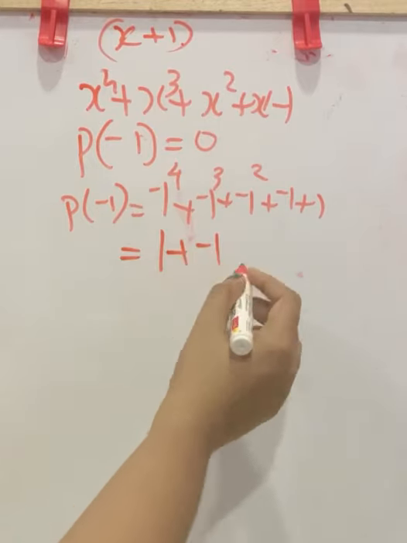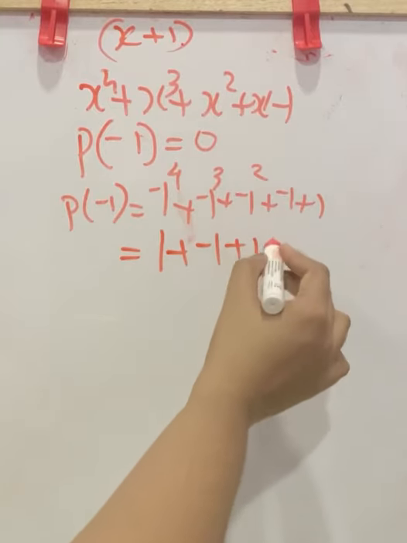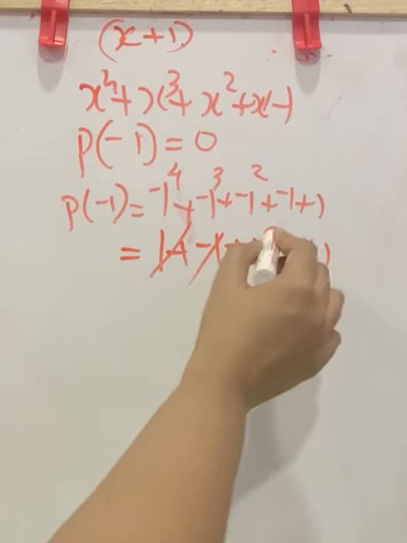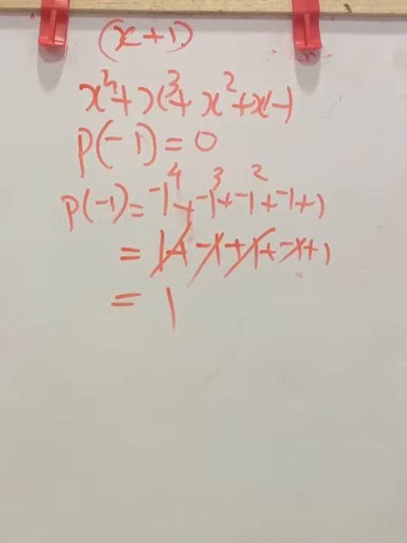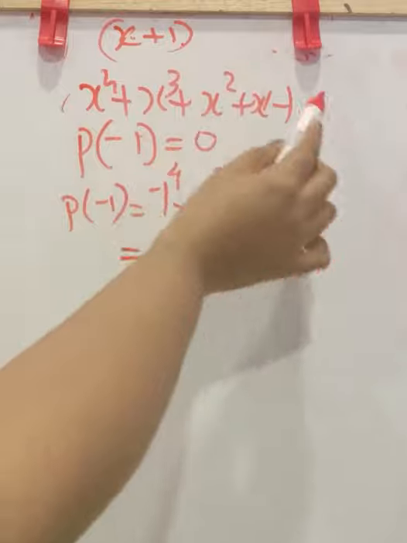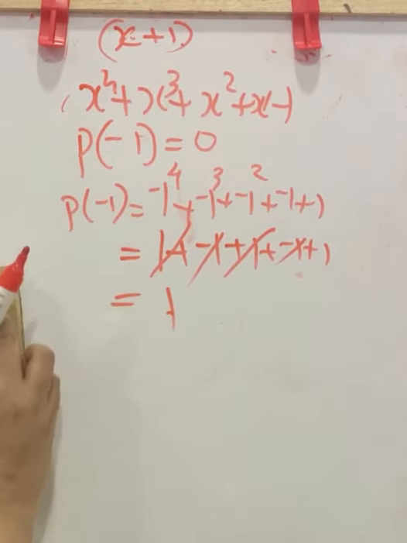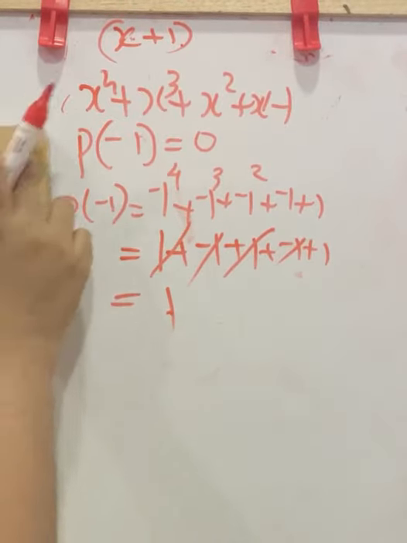So negative 1, here again an even number in the power, so positive 1. Here negative 1 plus 1. 1 and negative 1 cancel, 1 and negative 1 cancel. Balance is 1, 1. This is not equal to 0. So this is not a factor of this polynomial because the remainder is not 0. This is by the factor theorem. If the remainder is 0, we can say this is a factor.